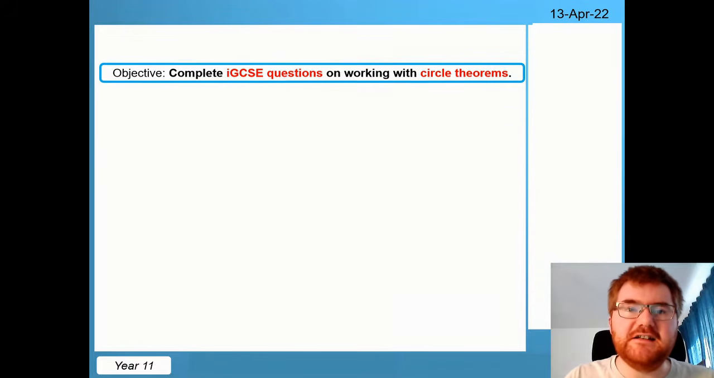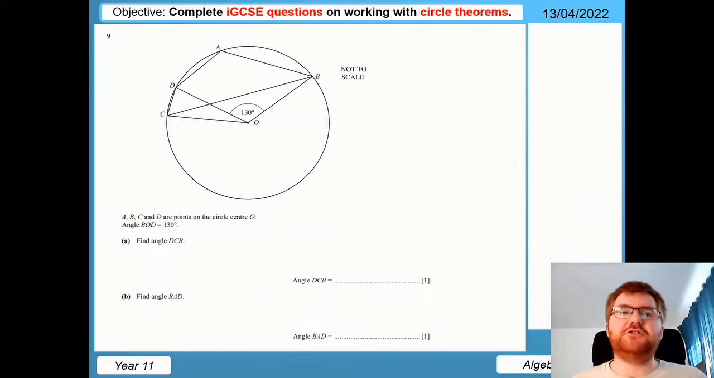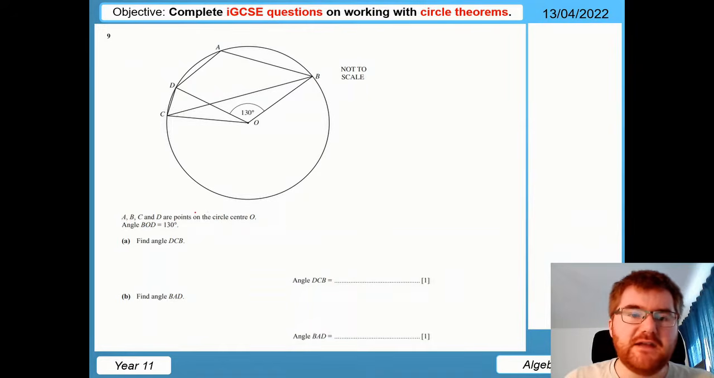Right, let's get started. So we have a short answer question to start with. First of all, question 9. A, B, C and D are points on the circle and we're given the angle BOD, which is equal to 130 degrees. Now remember how the angle is named. You take the middle letter here, O, and that tells you where the angle is. So B to O to D. So that gives you the information of what the angle is.